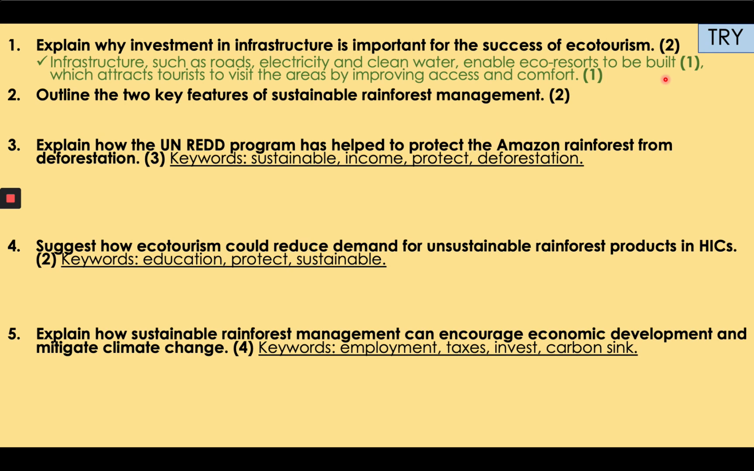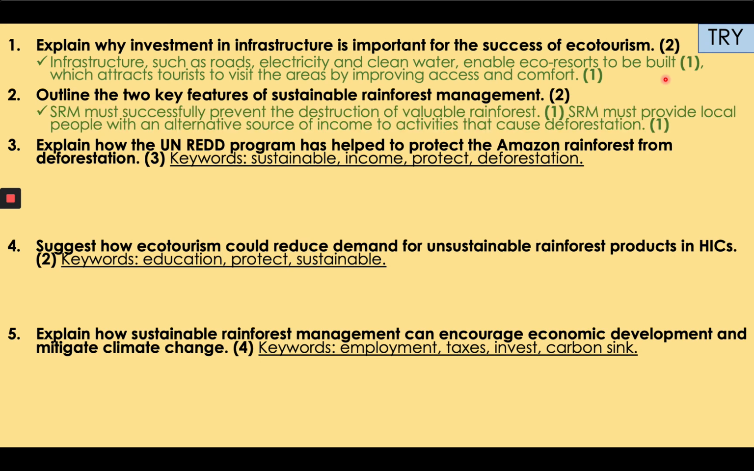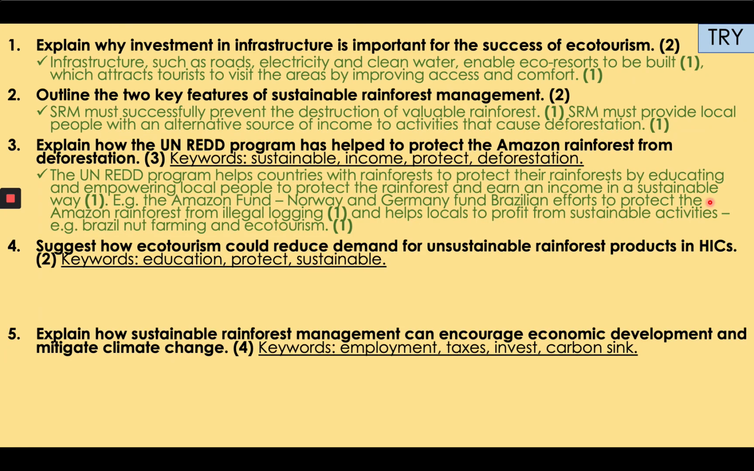Question 2. Outline 2 key features of sustainable rainforest management. You need both of these points exactly as I've written them. Question 3. Explain how the UN REDD program has helped to protect the Amazon rainforest from deforestation. You need all these key points. Make sure you've used the example of the Amazon Fund and explain clearly how this is an example of sustainable management.